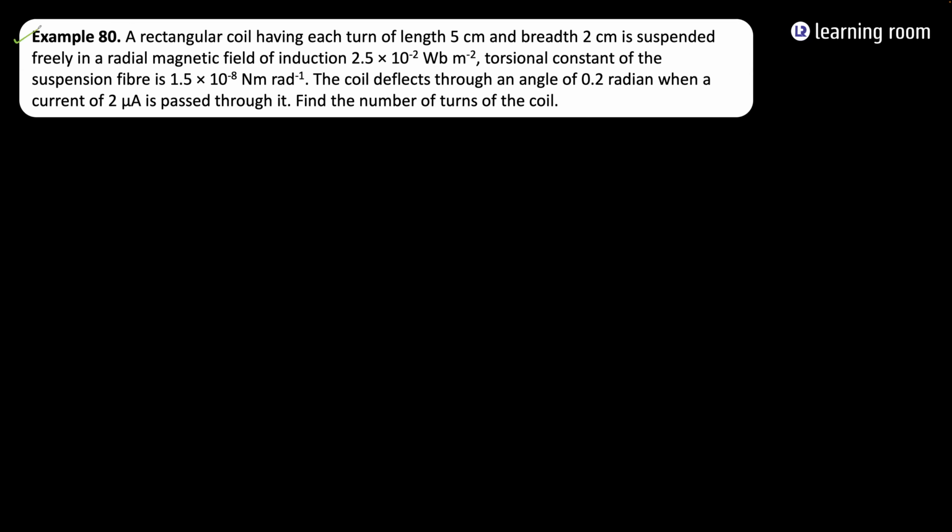The second question in this topic says, a rectangular coil having length 5 centimeters, so 5 into 10 power minus 2 meter, and breadth 2 into 10 power minus 2 meter, is suspended freely in a radial magnetic field of 2.5 into 10 power minus 2 Weber per meter square. It is Tesla, so it is in the SI unit.